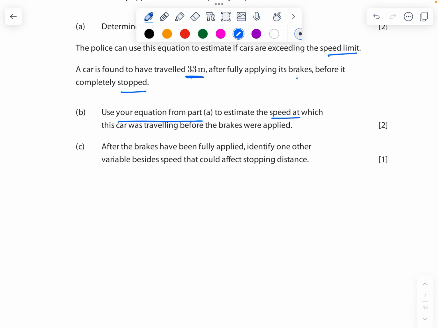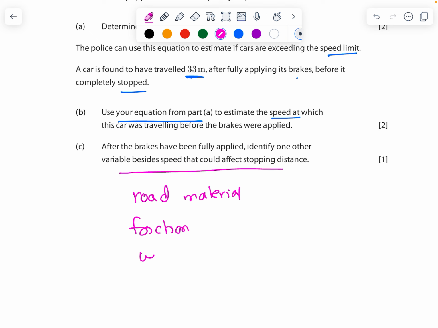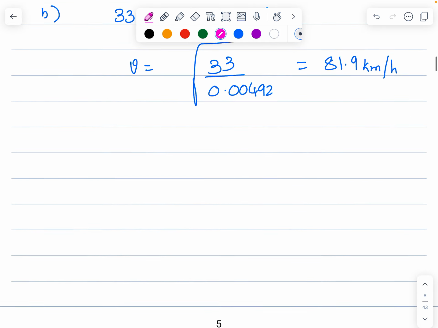After the brakes have been fully applied, identify one other reason besides speed which could affect the stopping distance. What can be affecting it? You can write road material, any one of these cases, because only one matters. You can write friction, or you can write weight of the car, weight of the vehicle, and so on. Out of these three, you can write any one of them.